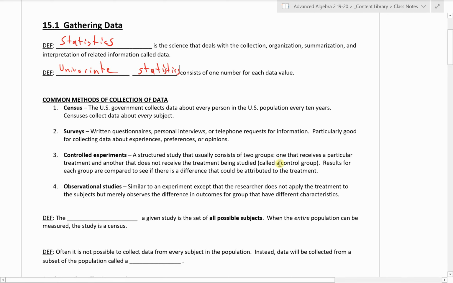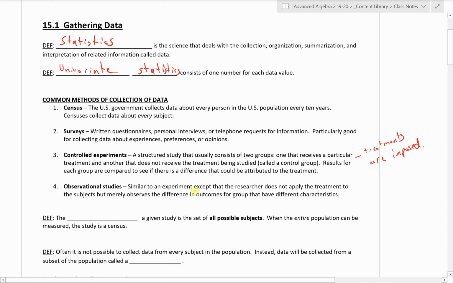And then we see how each group performs or measures in a particular variable and see if there's a difference between the two groups that receive different treatments, right? And so the results for each group are compared to see if there's a difference that could be attributed to that treatment. Okay, so this is what's called a controlled experiment. The key emphasis here is that treatments are imposed by the researchers. Okay, treatments are imposed. So the researcher decides what thing will be applied to each group, the control group and then the experimental group. That's the key difference between a controlled experiment and an observational study.